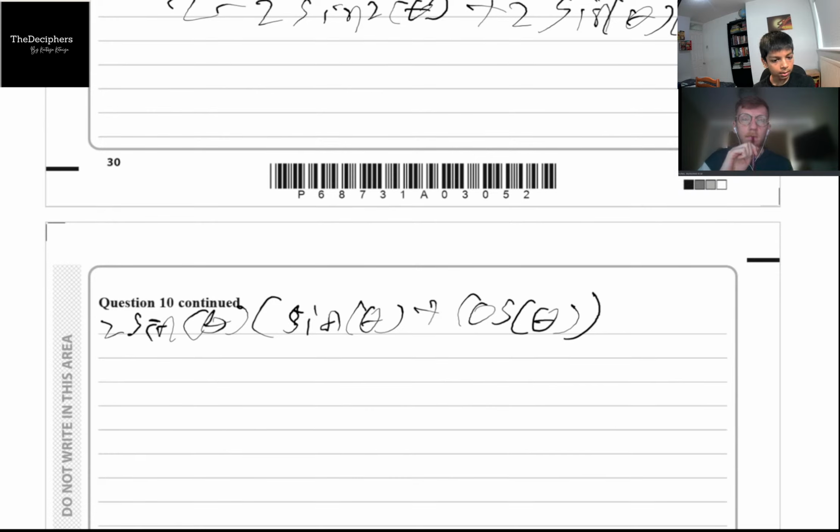I think that we might need to factorise that out, because that looks pretty similar to sin theta plus cos theta squared, except it's only sin theta cos theta, not 2 sin theta cos theta.